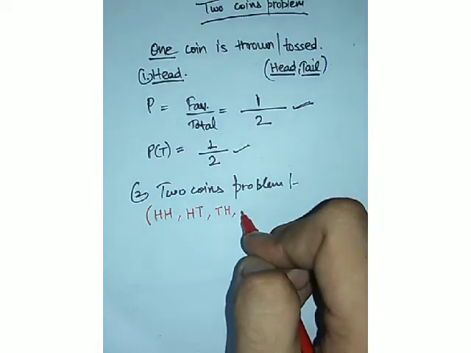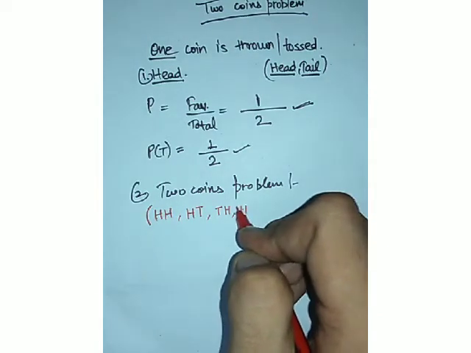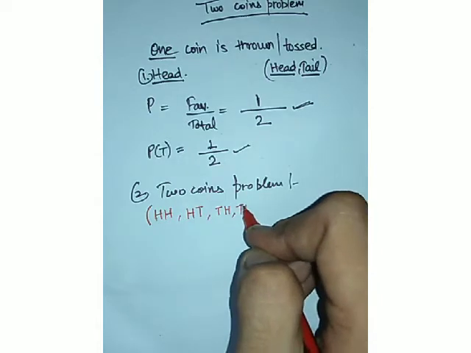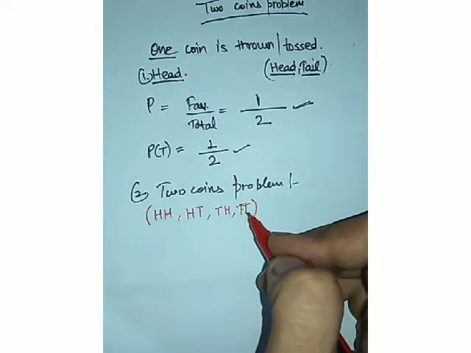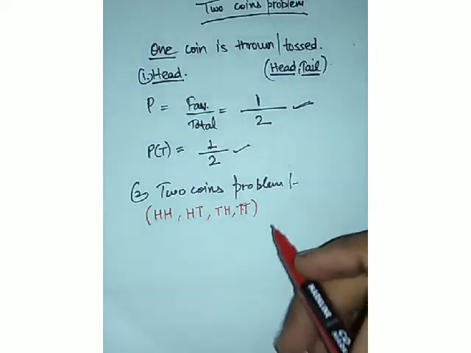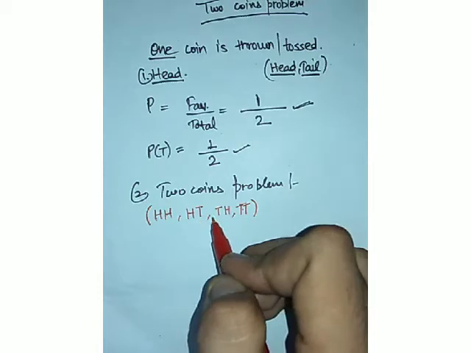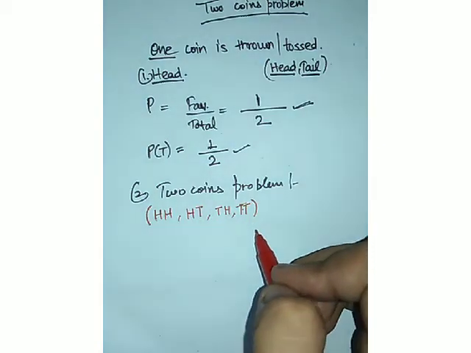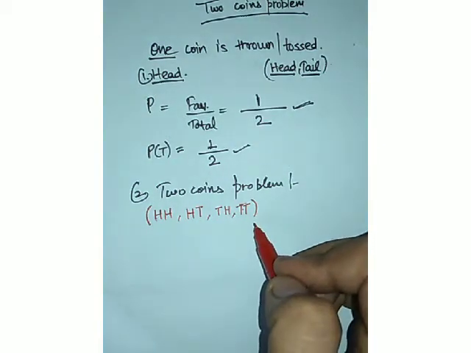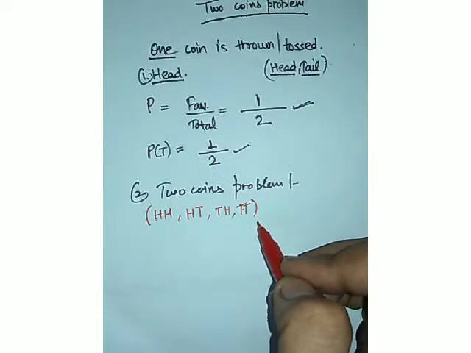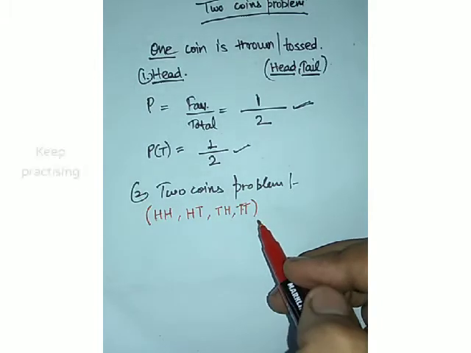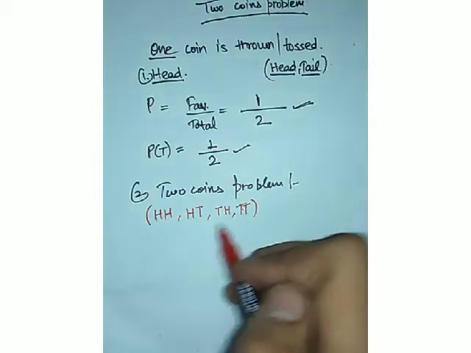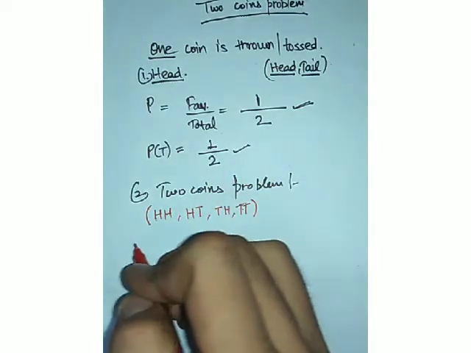On the first coin, it can be head, and on the second coin, it can be tail again. So apart from these four, there are no other possible outcomes, right? Because it can be head head, head tail, tail head, and tail tail. So these are the four possible outcomes in a single toss of two coins or in two tosses of one coin. It's one and the same thing. So now let's explain it with an example.